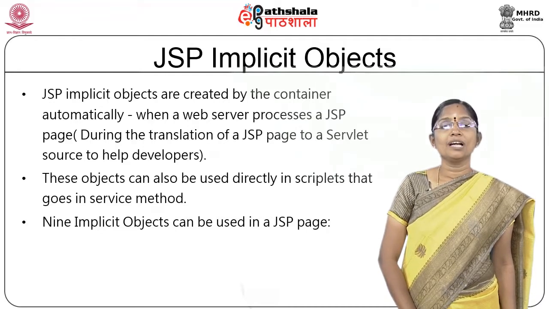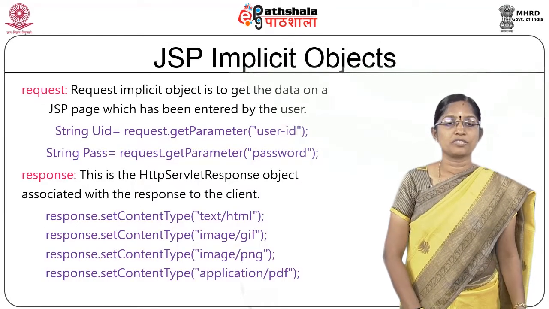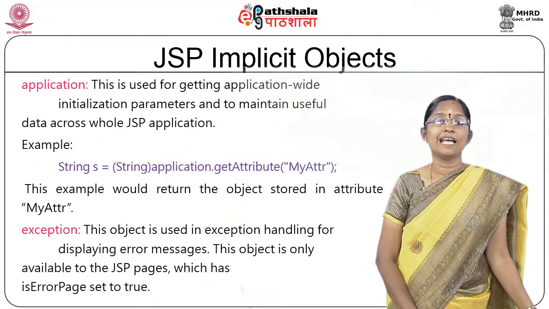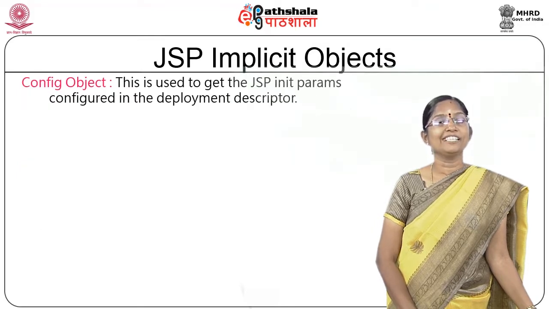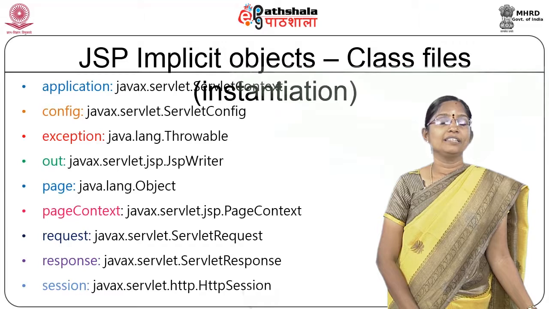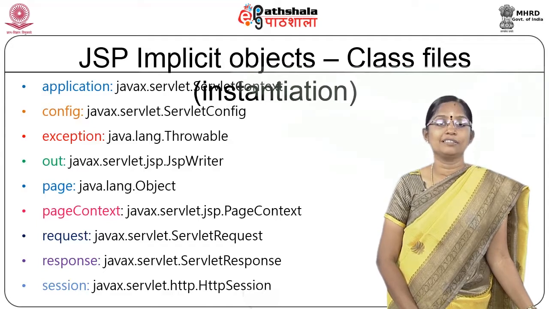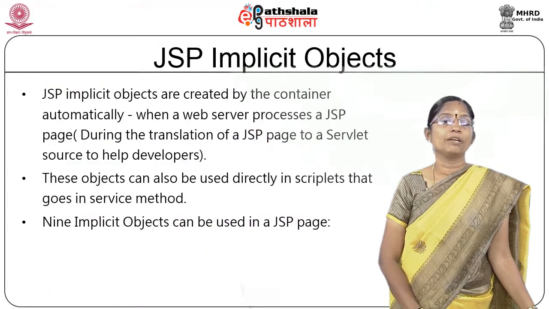First, let us look through what are these implicit objects. There are 9 implicit objects which can be used in a JSP page. The 9 implicit objects are request, response, session, out, application, exception, page, page context object and config object. Now, these are the 9 implicit objects; the class from which each has been instantiated is displayed on the right hand side. Now let us look through the objects one by one.